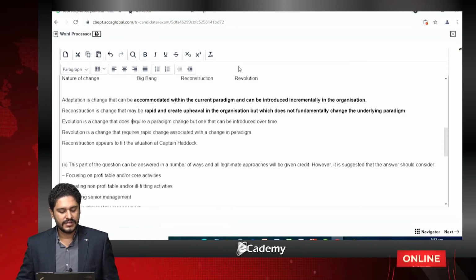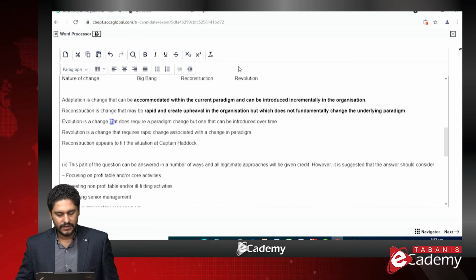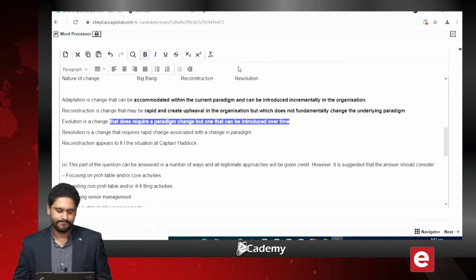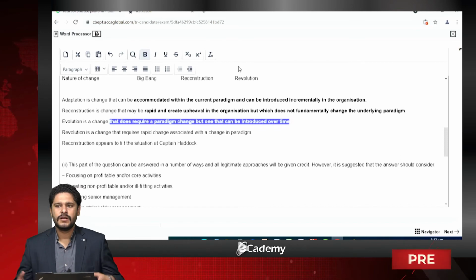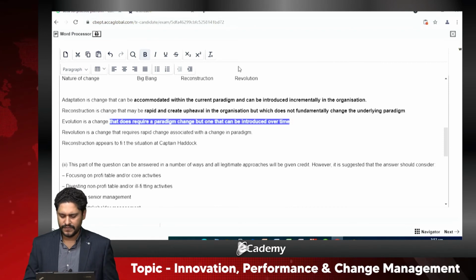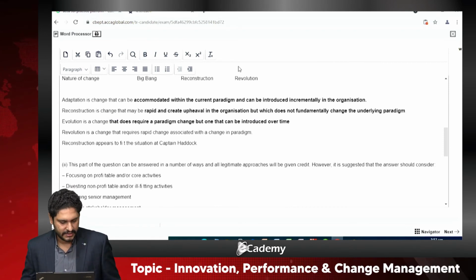Evolution is a change that does require a paradigm change, but one that can be introduced over time. You can introduce such a change over time. This change keeps on moving. With time, this change keeps on happening and it will not have a huge impact.